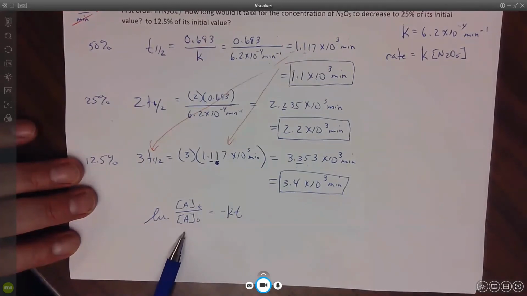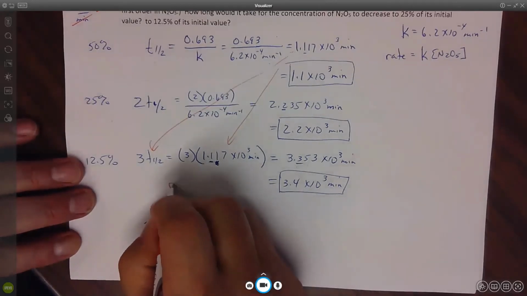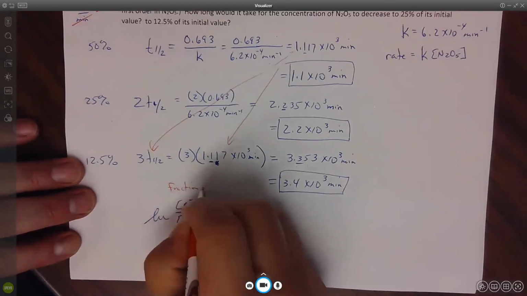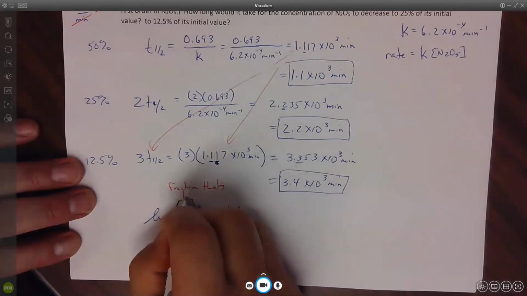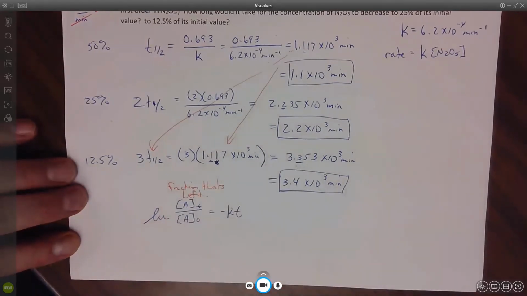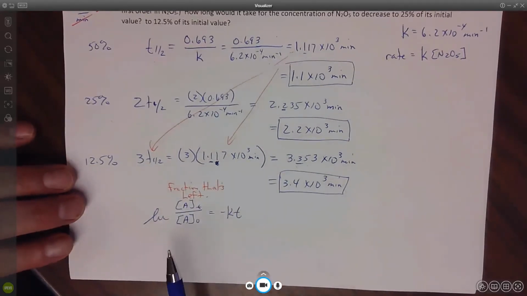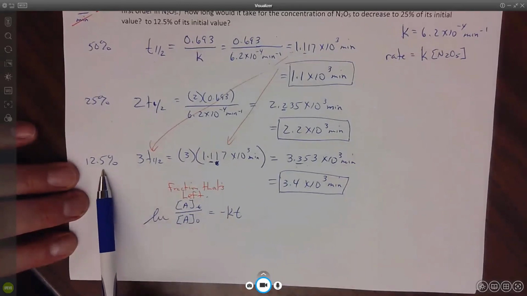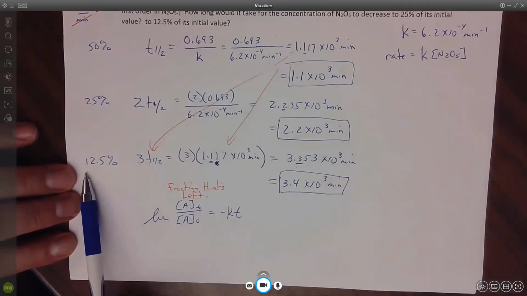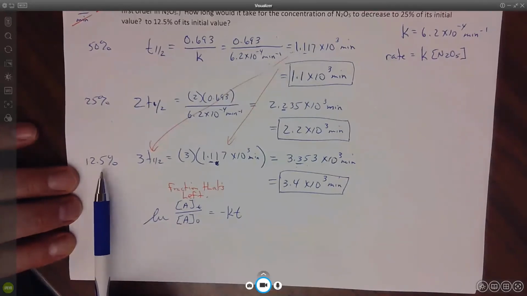What is this ratio? What fraction of the sample is left? Right, so this is the fraction that's left. So if I want to know how long it takes until 12.5% has reacted, or I should say it's left, I'm sorry, right? So this is when 12.5% is left.